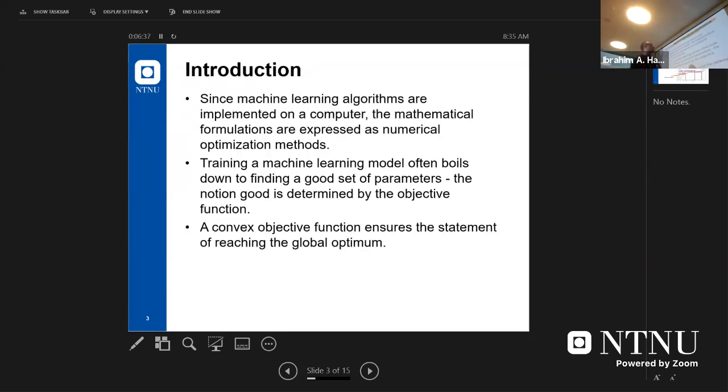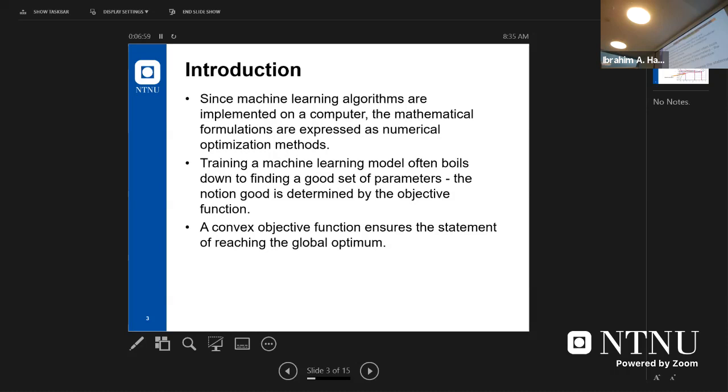So we can start. Machine learning algorithms are implemented on computers and mathematical formulations are expressed as numerical optimization methods. We do it numerically. So we do differentiation numerically, we adjust weights numerically, but in fact, you can do it analytically if the function is simple.